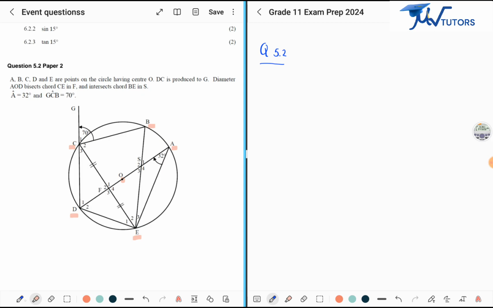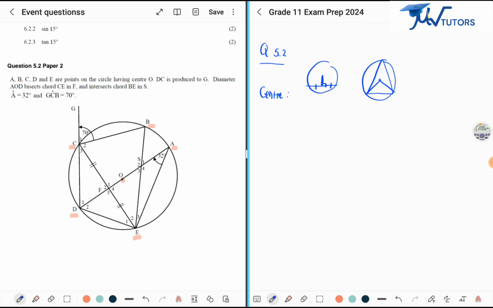For me, remember when I said, as soon as I hear center, I start thinking a line from the center to a chord bisects the chord and is also perpendicular to the chord. When I hear center, I think angle at the center is twice the angle at the circumference. Okay, and I look there, do we have an angle at the center, angle at circumference? Not really, so that's fine.